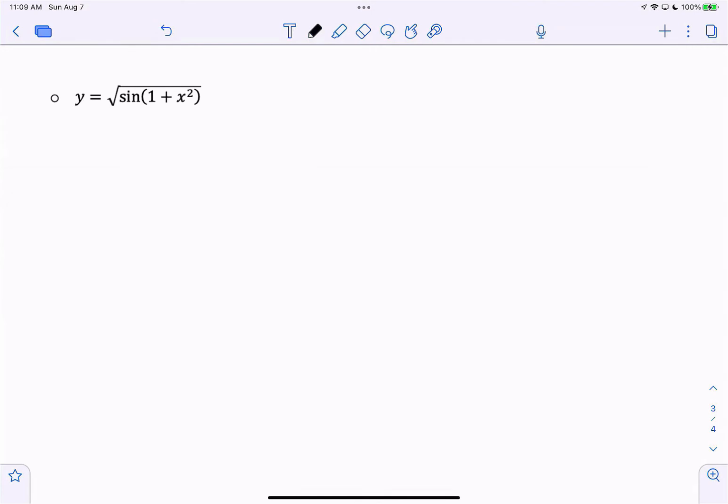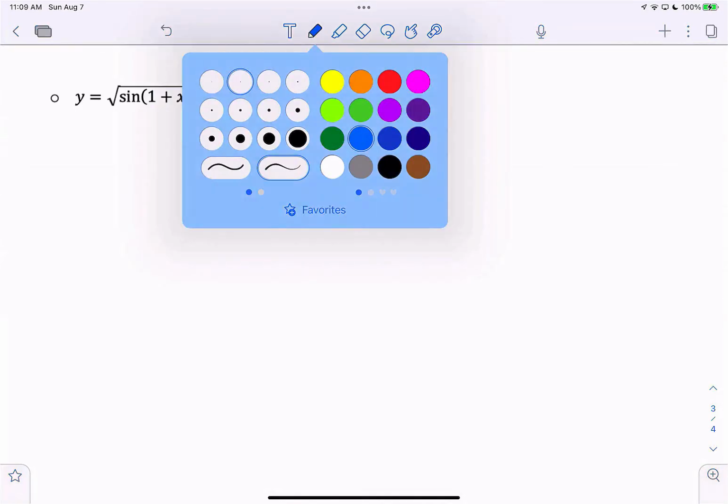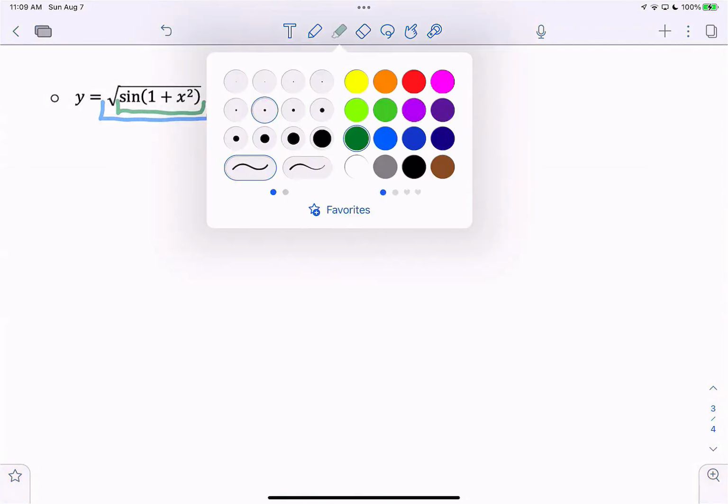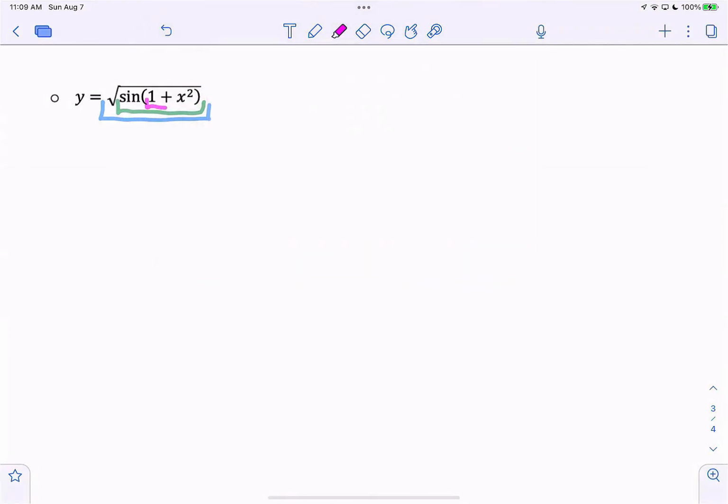Continuing on with our differentiating examples, we've got y equals the square root of the sine of 1 plus x squared. Now I said that in kind of a loaded way because I wanted to really point out that the square root function is the outside function, the sine function is the middle function, and the 1 plus x squared is the inside function. What I'd like you to do is go ahead and find the derivative and come back when you're done.